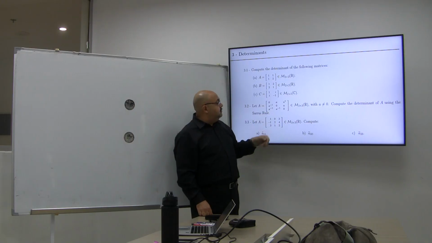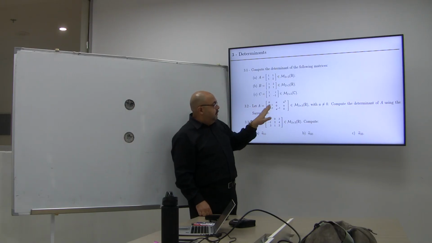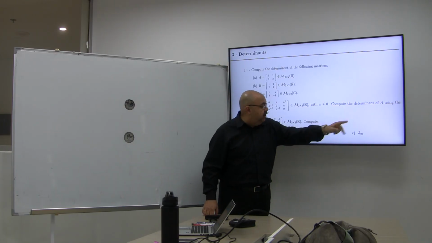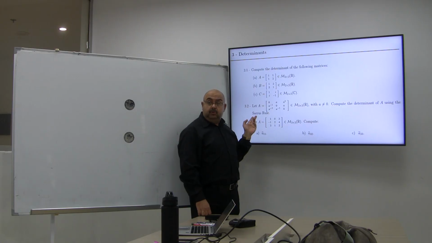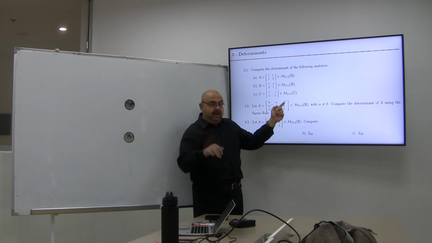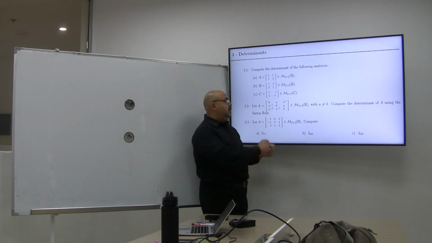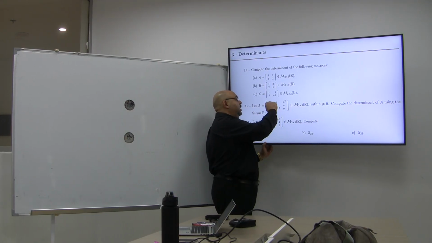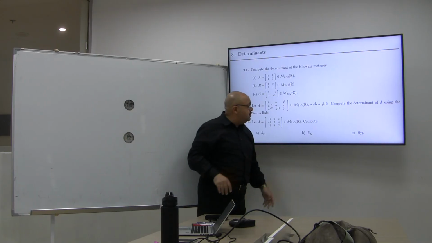For this matrix, he's giving you a matrix. Let A be this matrix, belonging to M 3 by 3. Compute the determinant of A using Sarrus's rule. Of course, you know how to evaluate by Sarrus's rule. I will multiply the elements of the principal diagonal, then the secondary diagonal, minus the products of the elements in the lower triangle and the upper triangle, and vice versa. Okay, so it's really very simple.